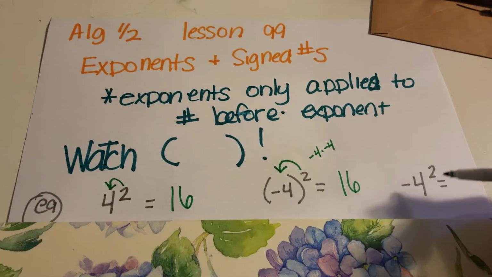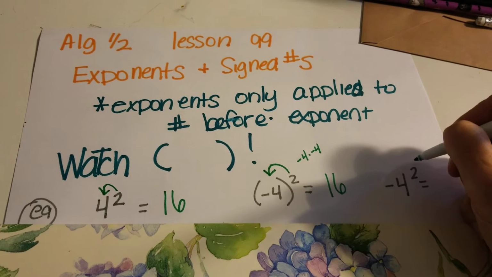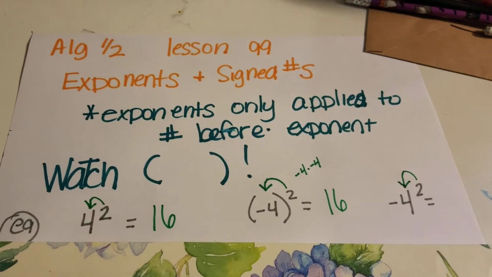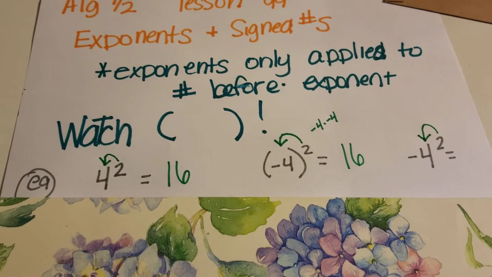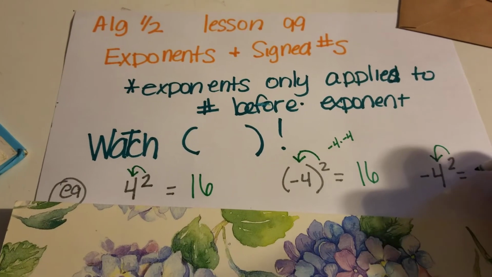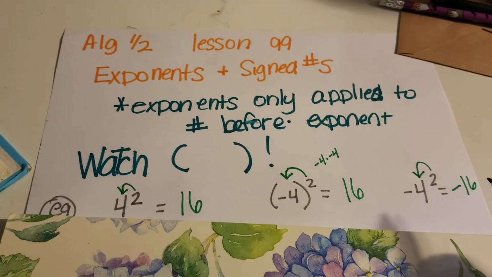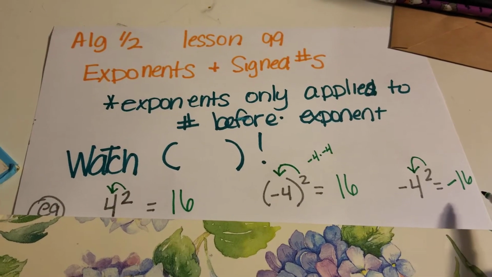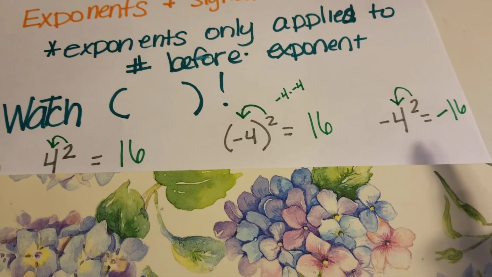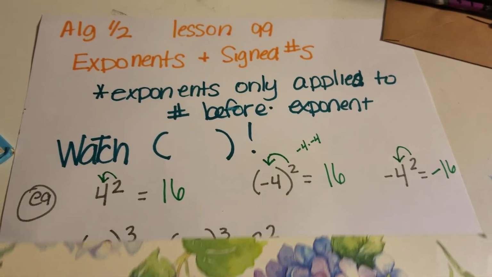All right, now here's a trickier one. I've got negative 4 squared. That looks a lot like the guy before. Now remember, we're only going to apply this 2 to the number right before. It's not in parentheses, so I don't apply it to the negative. That negative is off to the side. I only apply it to the 4. So I bring my negative along, and then I have 4 squared, which is 16. My answer to this problem is actually negative 16. So in examples B and C, it looks so similar, but my answers are different. Really pay attention to those, and if you don't understand, email me.